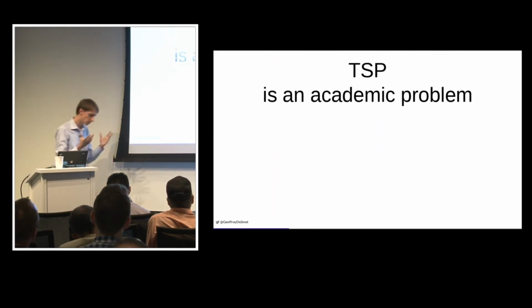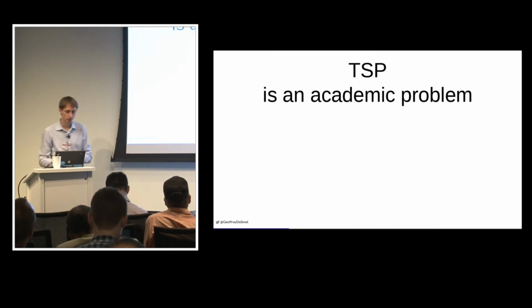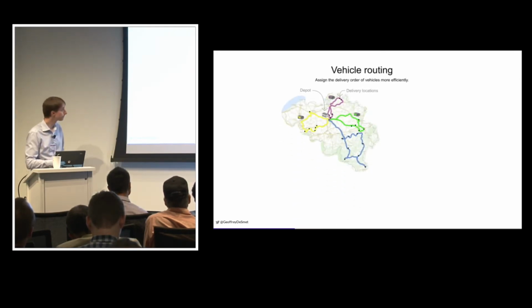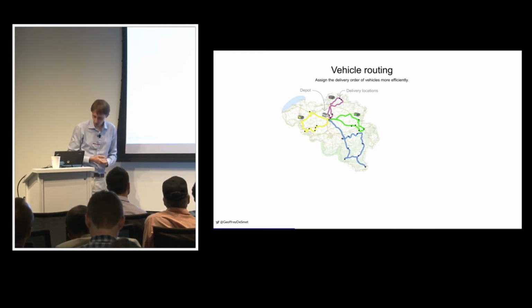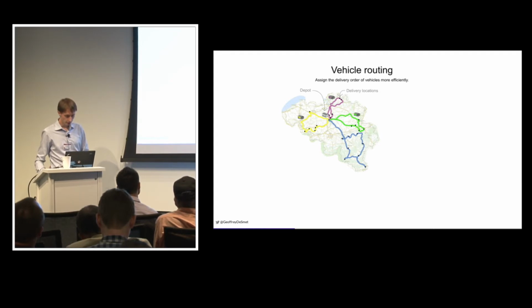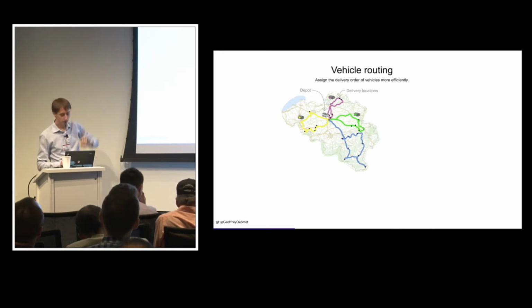things, right? Now the thing is, of course, that the traveling salesman problem is an academic problem. The real problem is the vehicle routing problem. So let me explain what the vehicle routing problem is. The vehicle routing problem is where we have, in the middle of a country or a region or a state, a depot, as you can see, and we have a number of delivery locations. So for example, these dots are all delivery locations.